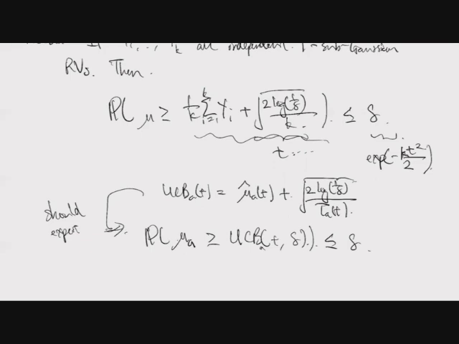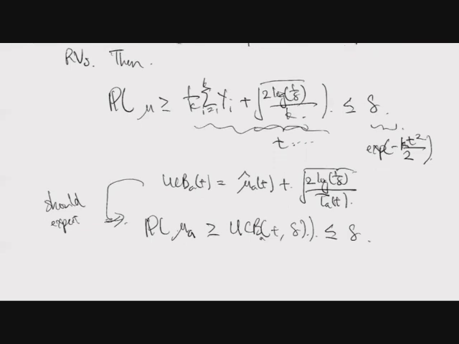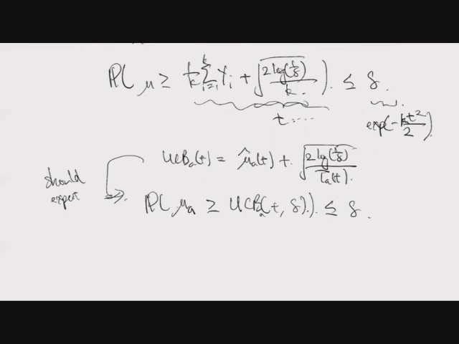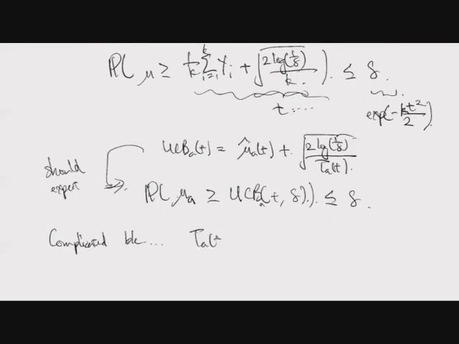Okay, so this is actually not true because of a technicality. And that is because whenever we take this average, the number of rewards that we've seen so far, T_A(t), is not independent of the observed rewards for that arm.